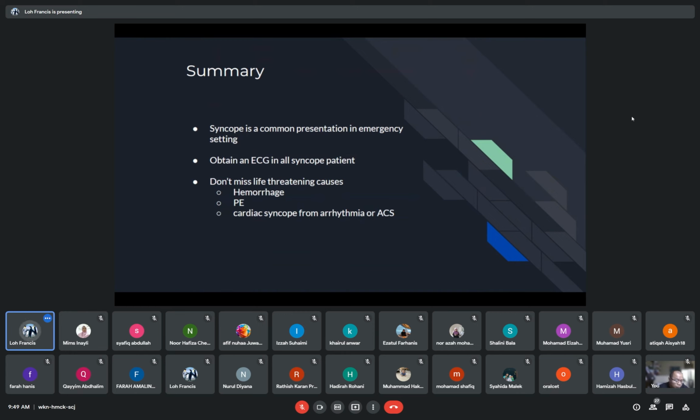So the summary: syncope is a common presentation in the emergency setting. You should obtain an ECG in all syncope patients, and you must not miss life-threatening causes such as bleeding, pulmonary embolism, or cardiac syncope from arrhythmia or acute coronary syndrome.